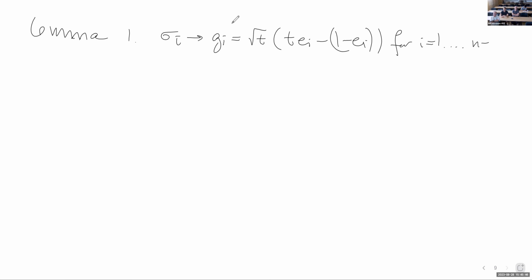It's easy to prove that, first of all, you can send sigma i, the elementary crossing in the braid group, to g_i, which is going to be square root of t e_i. Maybe this is not the optimal way to write it, but why not? For i equal 1 to n minus 1. This actually defines a group homomorphism.